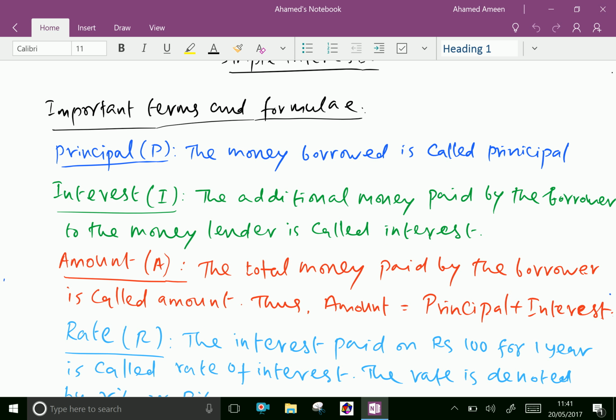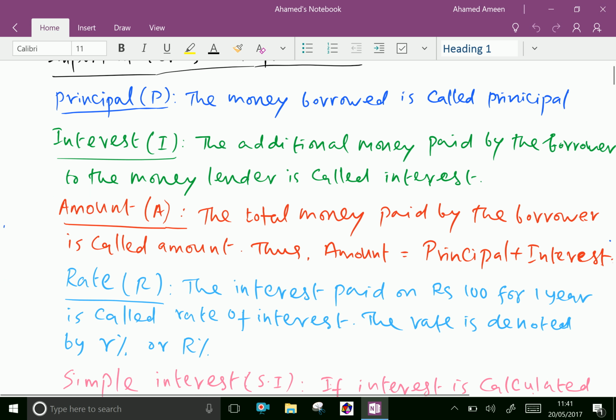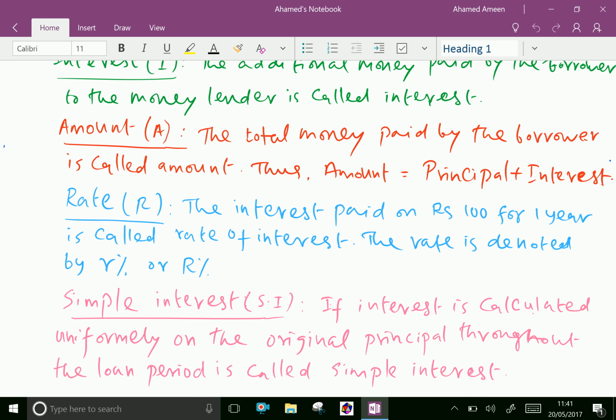First, principal, P. The money borrowed is called the principal. It means how much money you borrow or invest; that is called the principal amount. Next one, interest, I. The additional money paid by the borrower to the money lender is called interest. Amount, A. The total money paid by the borrower is called the amount. Thus, amount equals principal plus interest.